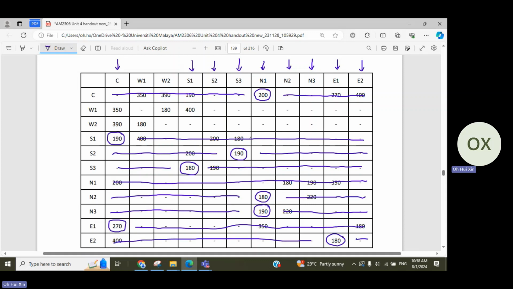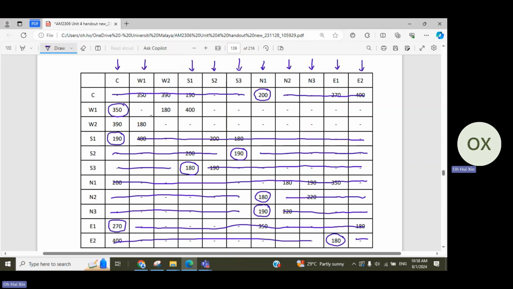Now you are checking. All of these are already struck through, so you are just comparing 350, 390 versus 400, because for the rest you don't have any edges between the vertices. So the smallest is 350. 350 brings us to W1.